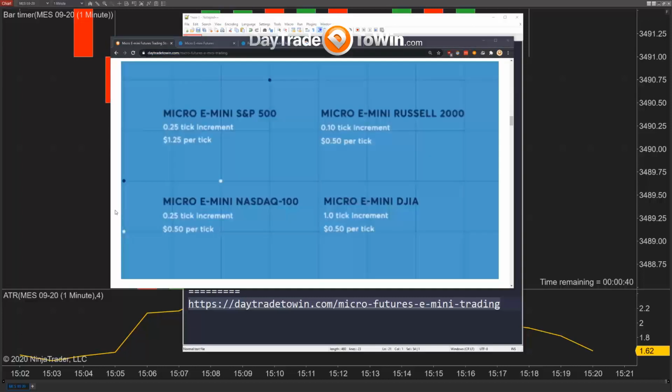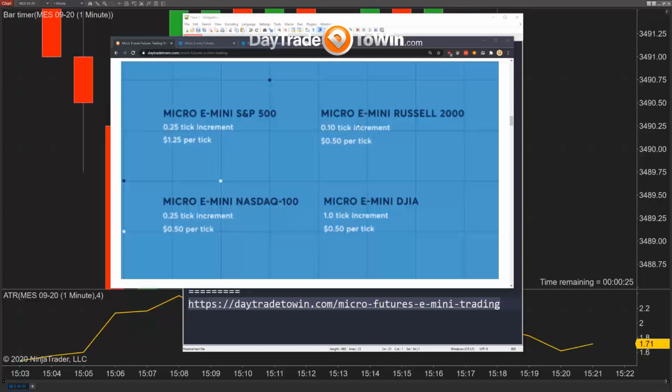Again, those values come from the value of the ticks. You have a 0.25 tick increment for the E-mini S&P as we discussed. The same is true for the NASDAQ. That is not true, however, for the Russell, which uses 0.1 tick increments, and the E-mini Dow Jones Industrial Average, which uses 1 tick increments. The valuations are different as well, so make note of that.